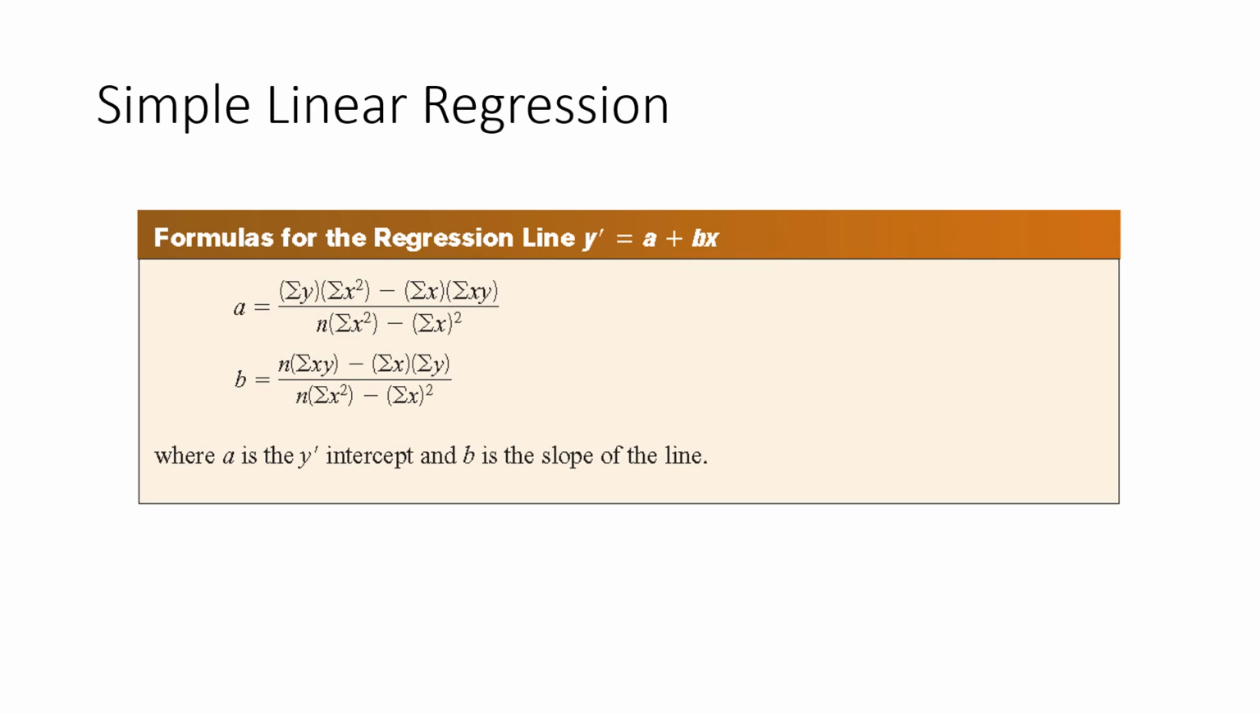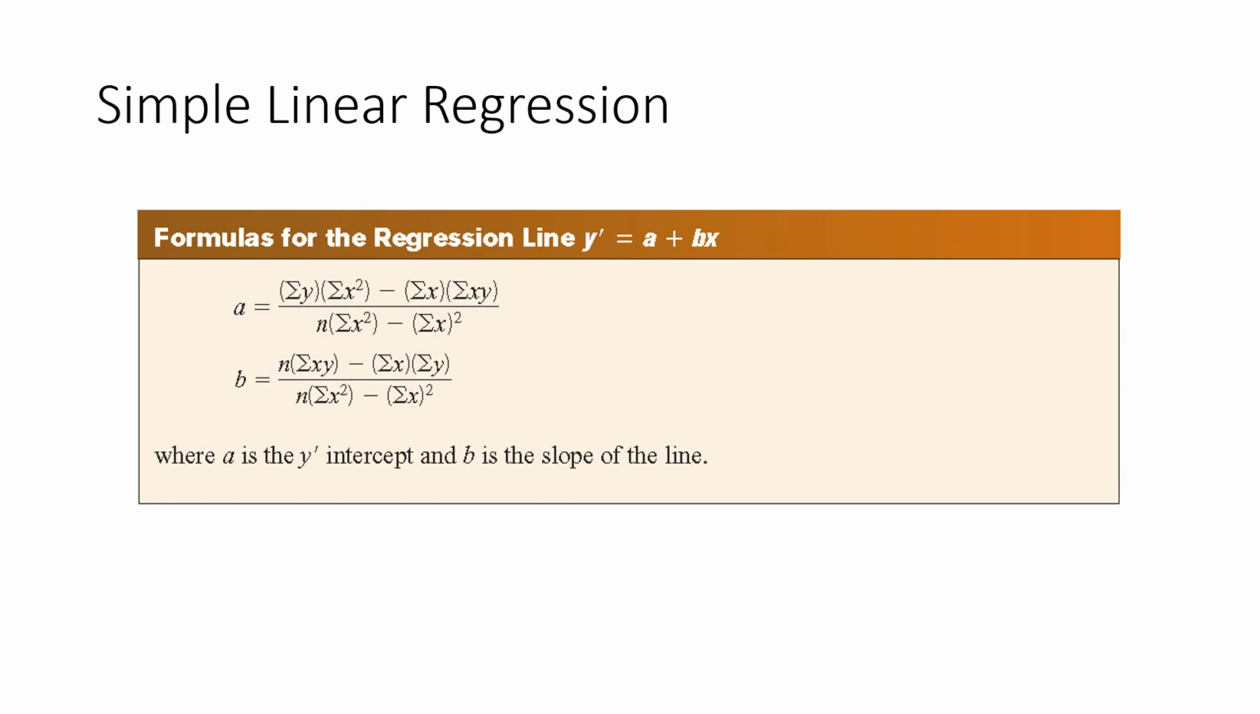For our b, we have n times the summation of the product of x and y, minus the summation of x times the summation of y, all over n times the summation of x squared minus the squared summation of x, where a is the y-intercept and b is the slope of the line.